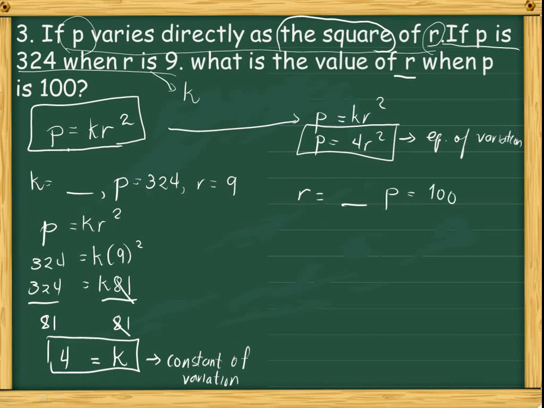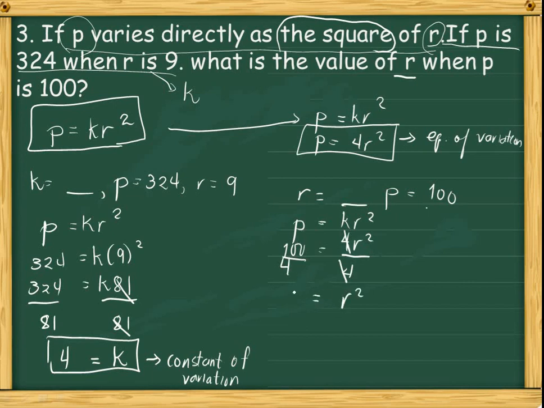So, again, kunin natin si original equation. P is equals to kr squared. So, si p ay 100. And we have the value of k, which is 4, r squared. So, we need to find the value of r squared by removing 4. So, i-divide natin yung 4 both sides.